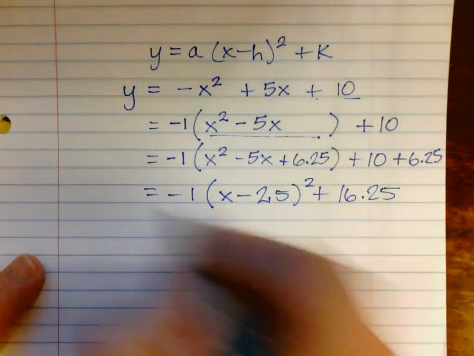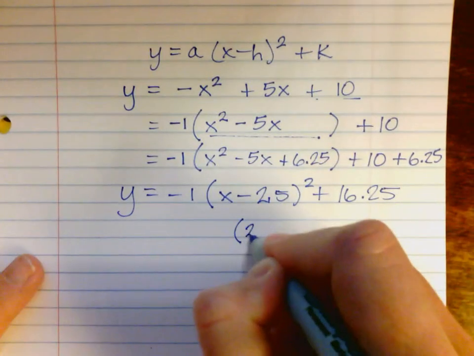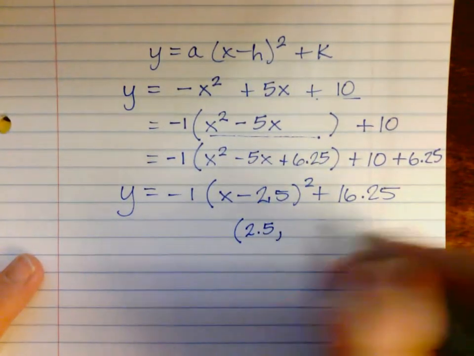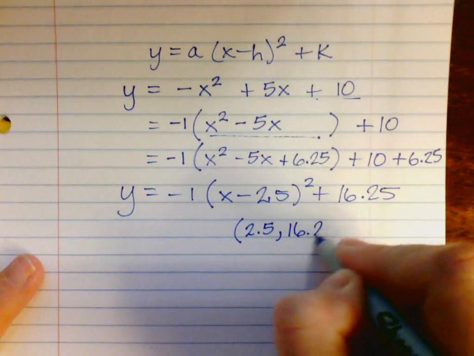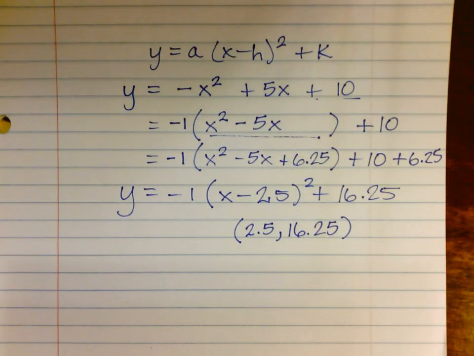And there is our vertex form of the quadratic function. And the vertex of this specific parabola would be 2.5, 16.25. And there you go.